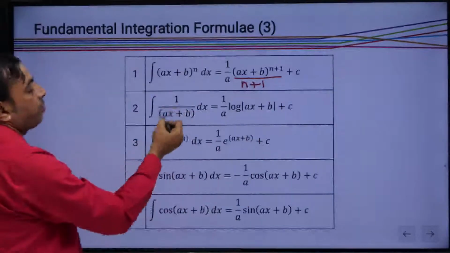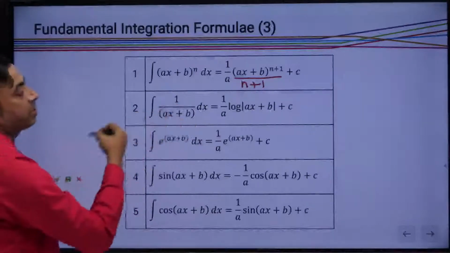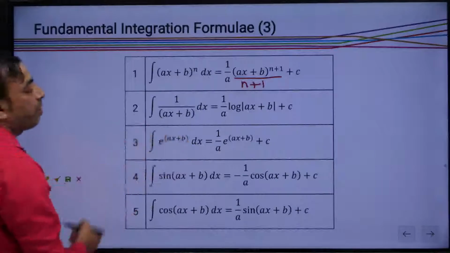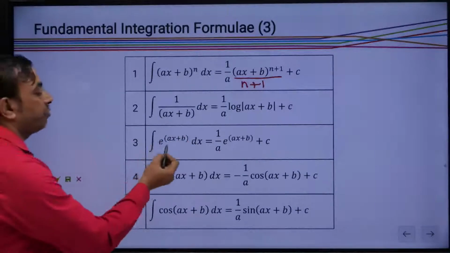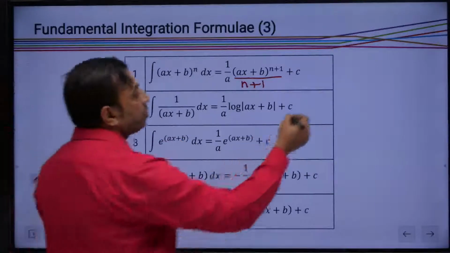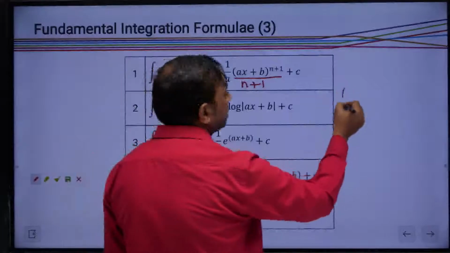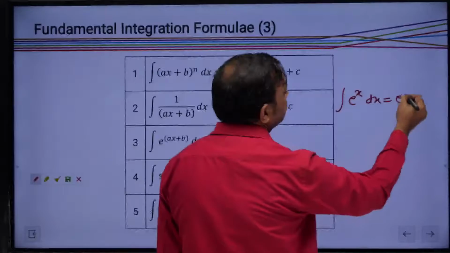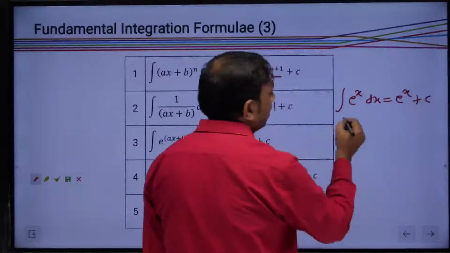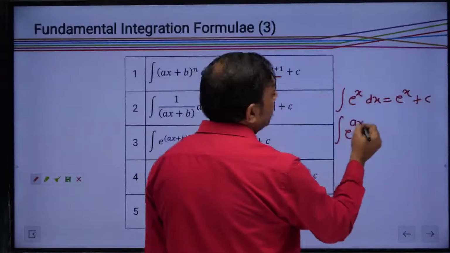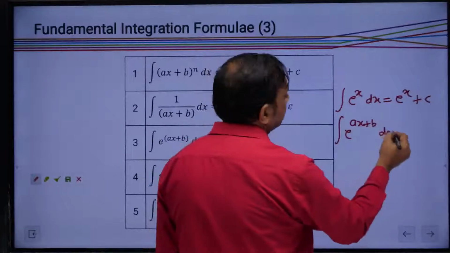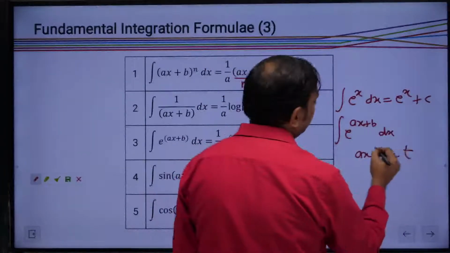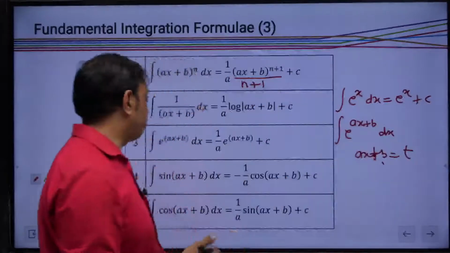Similarly, the formula 1 upon x can be modified as 1 upon ax plus b, 1 upon a log of ax plus b. Integration of e to the power x can be modified as e to the power ax plus b, okay. So, if we have the formula for integration of e to the power x dx, it was e to the power x plus c. Now, I have to integrate e to the power ax plus b dx. So, I will assume ax plus b equal to t, and we will use the substitution rule here, okay.